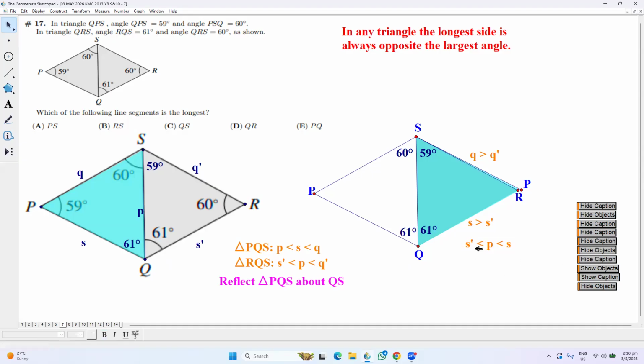Okay, this one explains why S is longer than S prime. Since the two angles are equal, the two lines must coincide. Coincide means P will be beyond R. When you flip over, being longer and being along the same line, P will go beyond R.